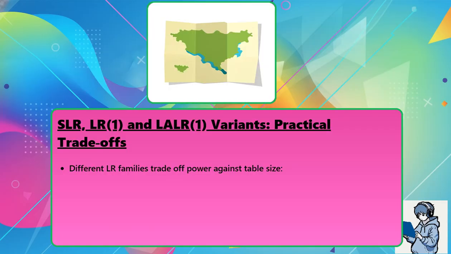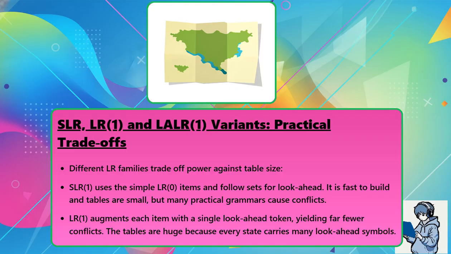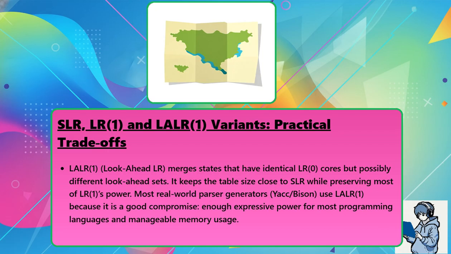Different LR families trade off power against table size. SLR1 uses the simple LR0 items and follow sets for lookahead. It is fast to build and tables are small, but many practical grammars cause conflicts. LR1 augments each item with a single lookahead token, yielding far fewer conflicts. The tables are huge because every state carries many lookahead symbols.